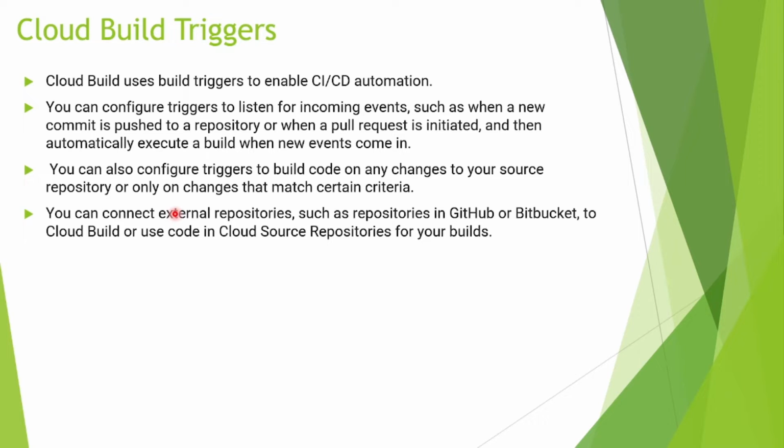And we can connect external repositories also, like GitHub, Bitbucket, or even we can use Cloud Source Repositories. But in Cloud Source Repositories we cannot use the pull request option because there is nothing like that. If you are connecting GitHub or Bitbucket, we can use the pull request option there also.